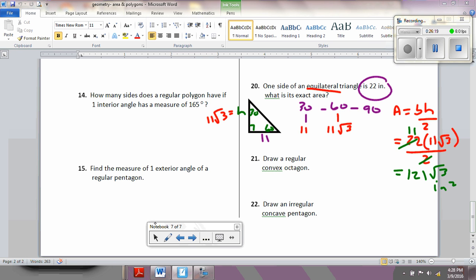So you have to remember the 30, 60, 90 pattern for this test. I cannot stress that enough. It just makes your life easier.